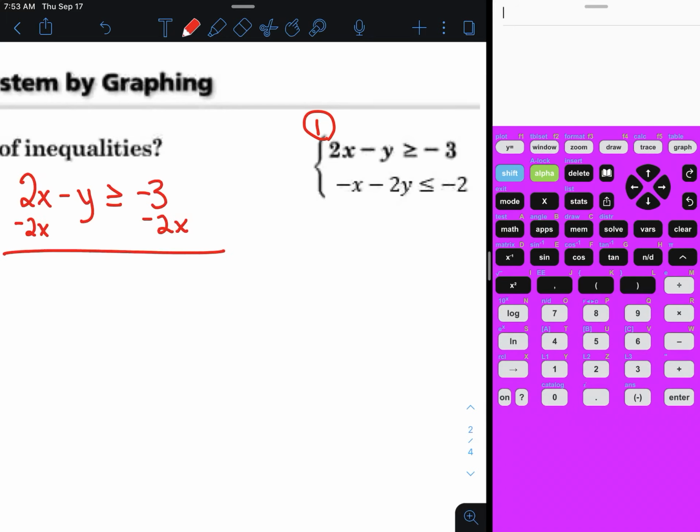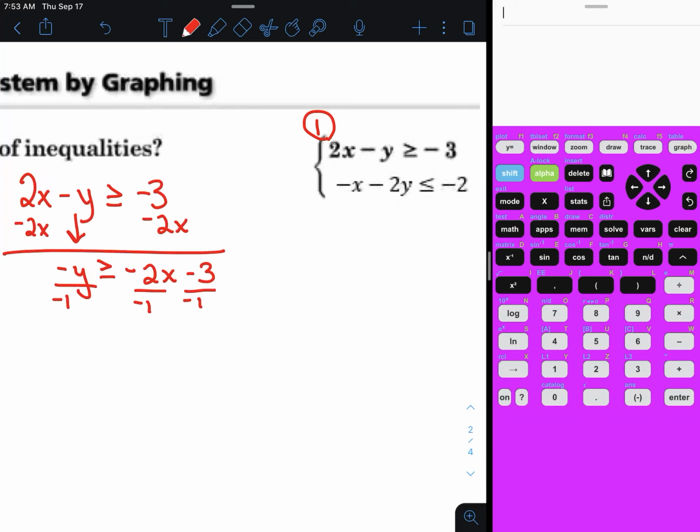That 3 and that 2x do not get put together. Carry down the negative y, carry down the greater than or equal to, put the negative 2x in front of the minus 3. Now the y is not by itself. A lot of us forget to bring down that negative, but we have to remember to divide by -1.